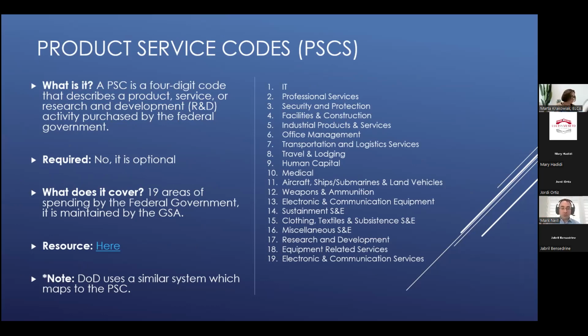This is a 4-digit code. It can be used in research and development. It can be used across different types of procurement. It is not required, but you can see here on the right, if you provide one of these 19 areas of service, again, it helps you narrow down your opportunities.